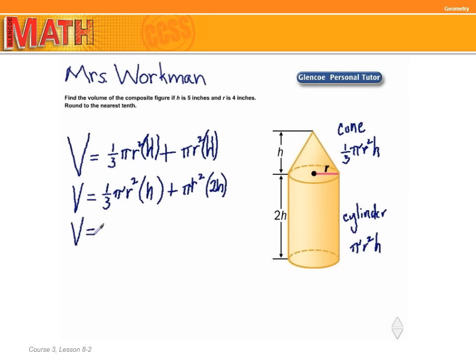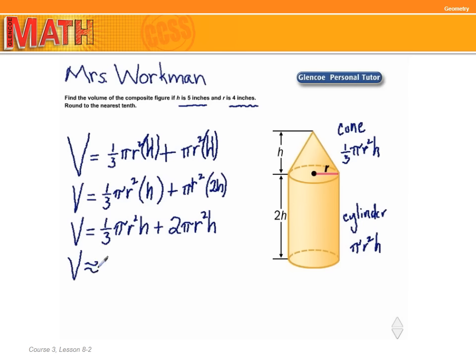So now, a lot of prep work in this one. We have 1/3 pi r squared h plus, and now we have the 2h. Ordinarily we put the numerical factor out in front, 2 pi r squared h. So finally, for this figure, the formula that will give us its volume is V equals 1/3 pi r squared h plus 2 pi r squared h. Now we're ready to fill in the actual values.